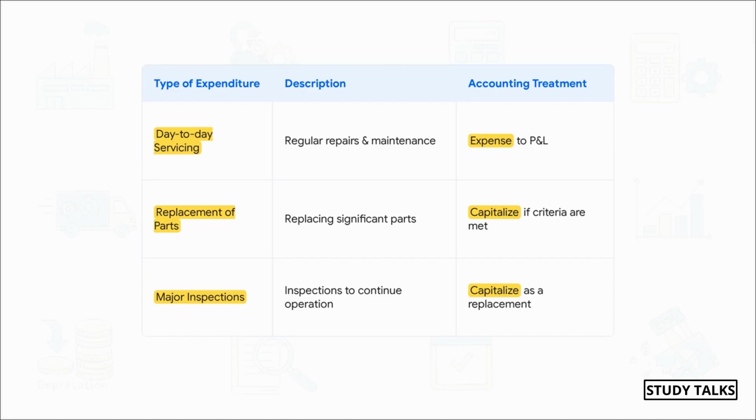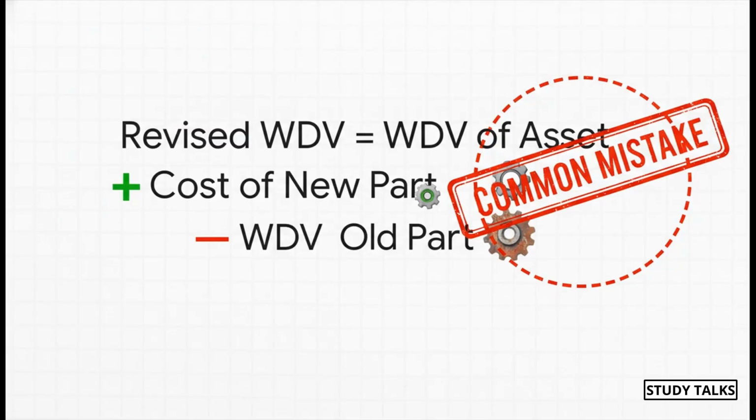So the question you need to ask yourself is this. Is this just routine upkeep, or are we replacing a major component or doing something essential to keep it operating? That's the real difference. Now, when you do capitalize a new part, this formula is absolutely critical. And I need you to listen very carefully because this is where so many students go wrong. The new written down value isn't just the old WDV plus the cost of the new part. You also have to subtract the WDV of the old part that you're replacing. People always remember to add the new part, but they forget to take the old one out of the books. You have to derecognize it. It's not optional. It's a non-negotiable step.